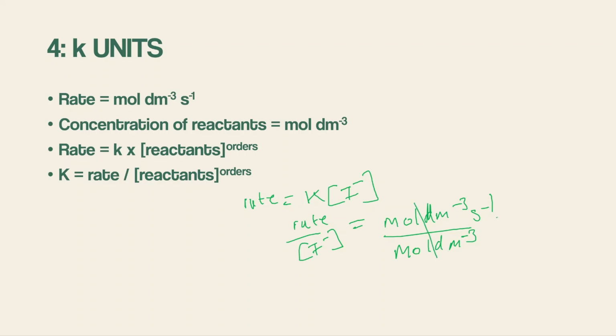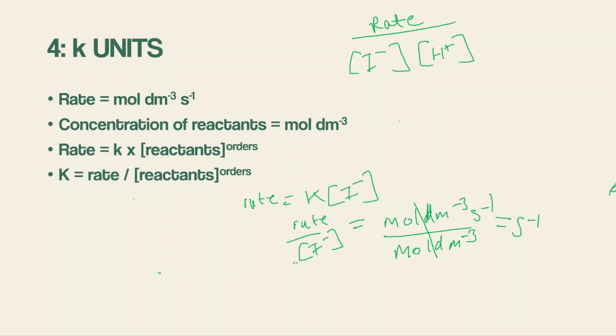What we're left with is seconds to the 1. What happens if I had 2 reactants underneath? So say if I had I minus and the concentration of H plus. How would you work out the units if you had something like this, with rate over I minus over H plus? Let me show you how you do that.